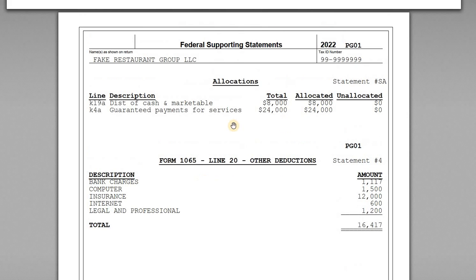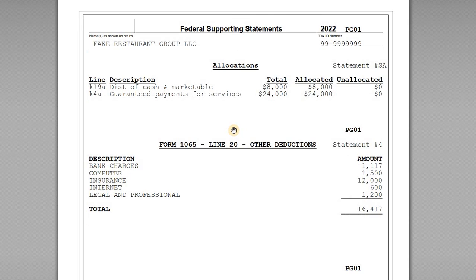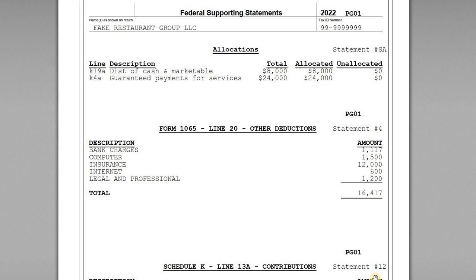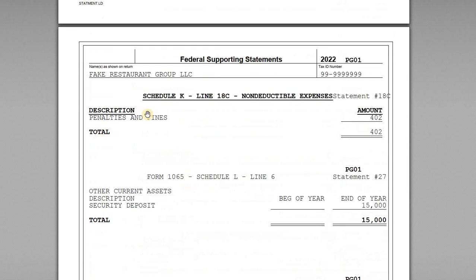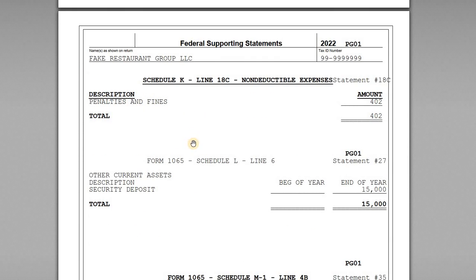Now, these statements here are supplementing statements that were prepared when we did the return in the tax preparation software. Very helpful, just because they show detailed line items from some of the totals on the other form. So you recall page 1 of the 1065 or other deductions line items. We have those separately listed here, and then the total flows through to page 1. Schedule K, 13A, that's our charitable contributions, cash contributions, subject to the 60% AGI limitation. Our non-deductible fines and penalties.